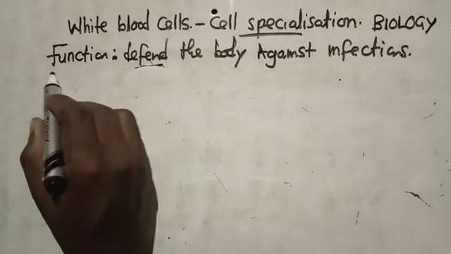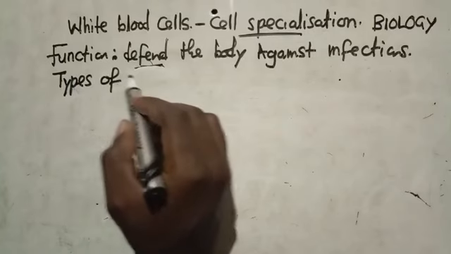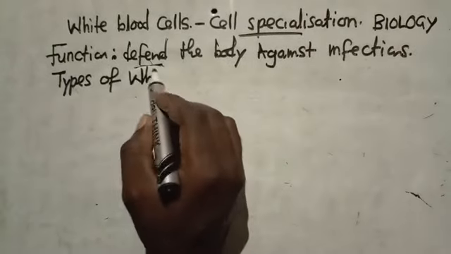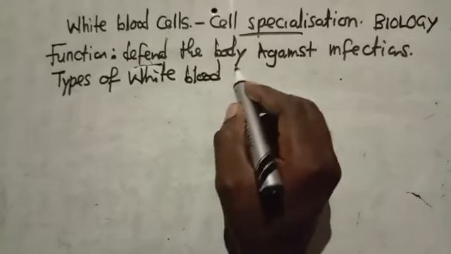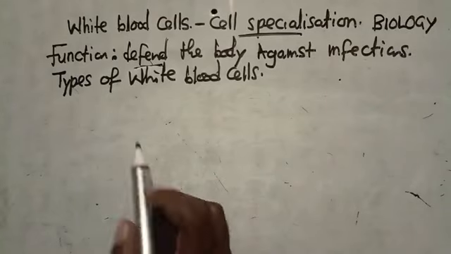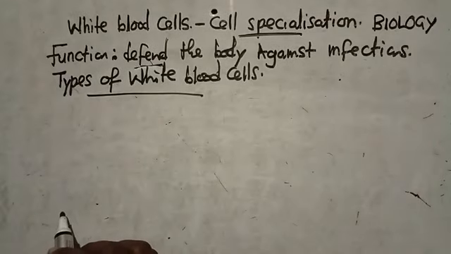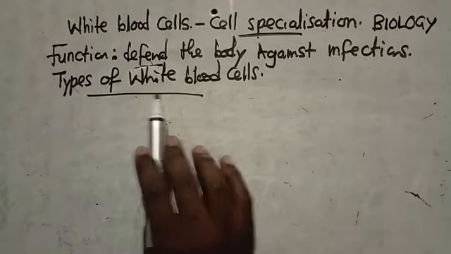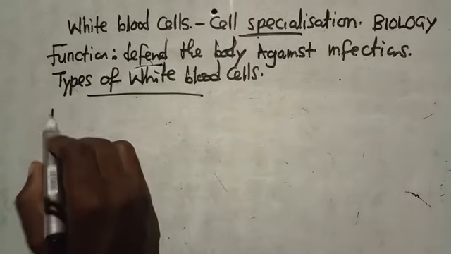The other thing you need to understand is that we've got types. Types of what? Types of white blood cells. These types of white blood cells, you need to make sure that you understand them clearly even as you enter into an exam. The types of white blood cells that we have, we only have two.